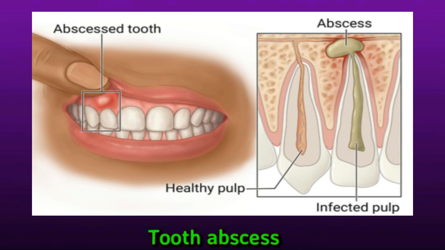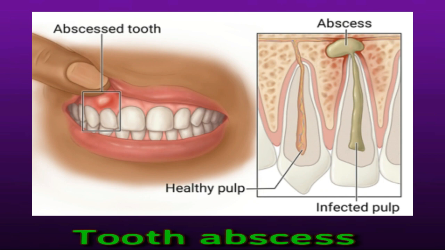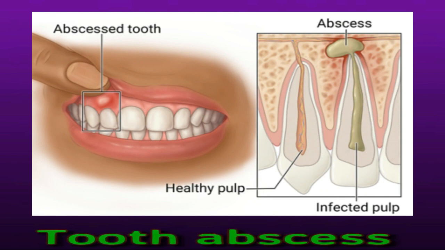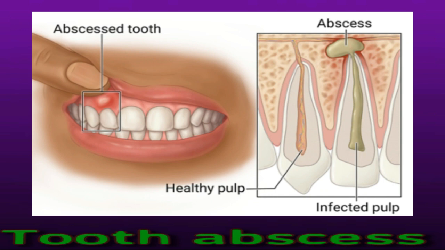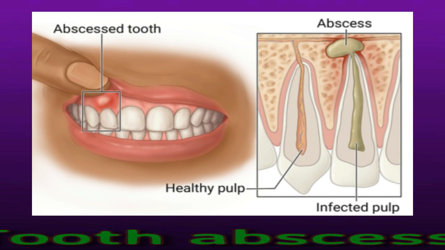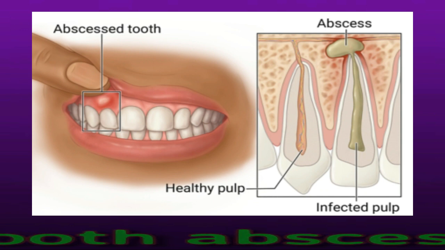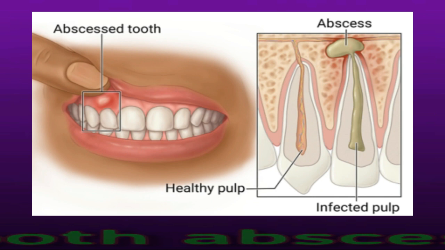Tooth abscess. Tooth decay is a common oral health condition that happens when acids break down the enamel coating of a tooth. Untreated decay can lead to infection around the root of the tooth. If the infection becomes more severe, a pocket of pus called an abscess may form, leading to swelling.